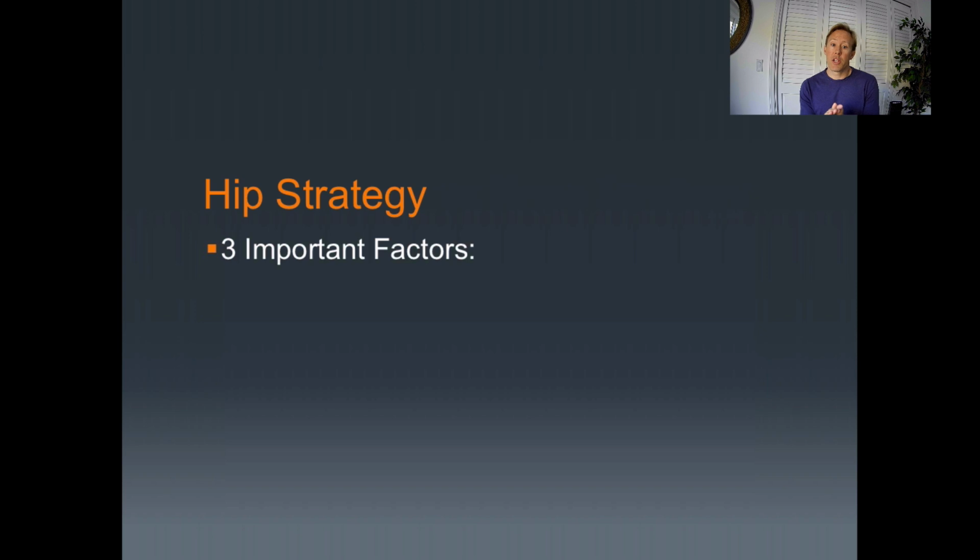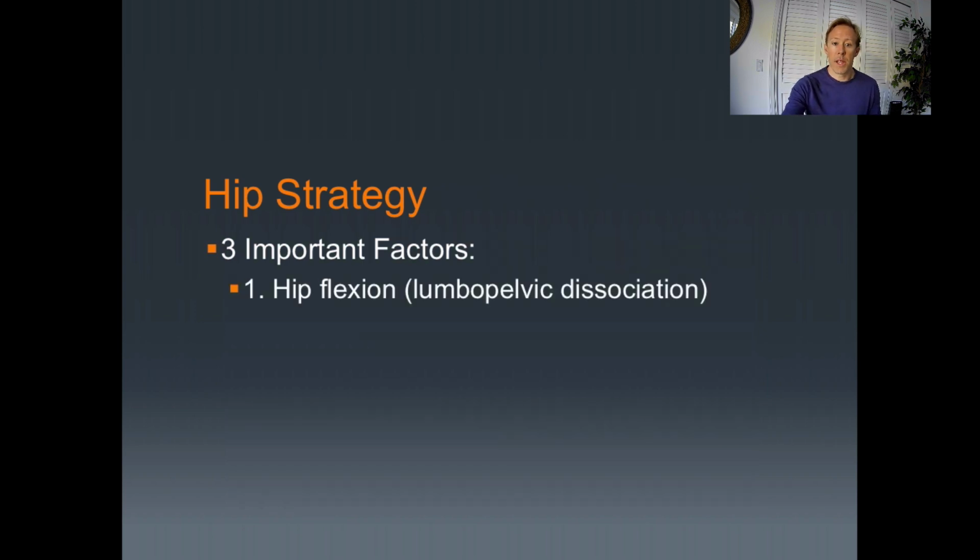When we talk about the hip strategy, there's going to be three big important factors. If you're thinking about helping people learn this strategy better, these are the things you want to zone in on. So one, hip flexion. And we're going to look at this idea of lumbopelvic dissociation. So normal lumbopelvic rhythm: when our hip moves into flexion, our pelvis rotates into posterior pelvic tilt, and then we get lumbar flexion. That's the normal lumbopelvic rhythm.